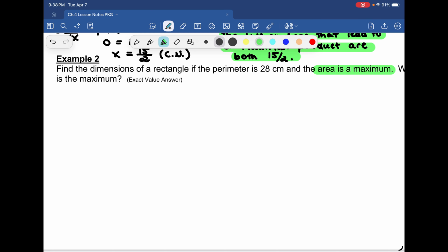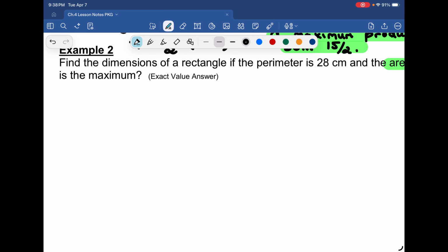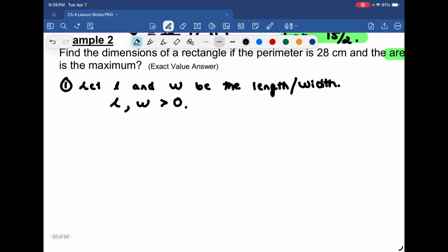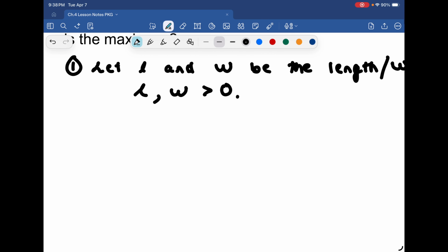So from here, we're going to look at this and go, step number 1, let's define our variables. Let L and W be the length and width. On top of that, I'm going to write that L and W both must be greater than 0. Because if either one is 0, then we're in trouble because we can't have a rectangular shape unless we have a length and a width, or else it'd be one dimension.